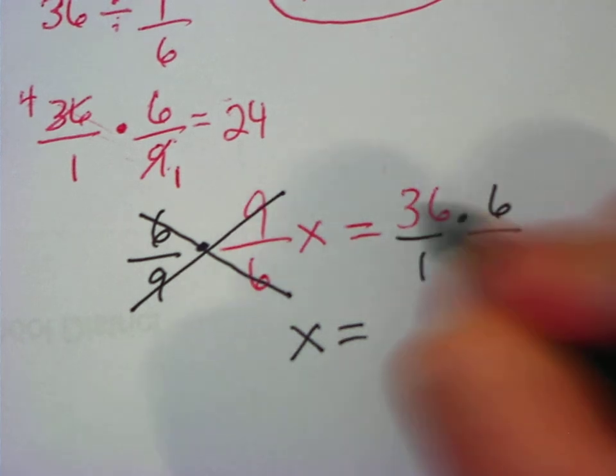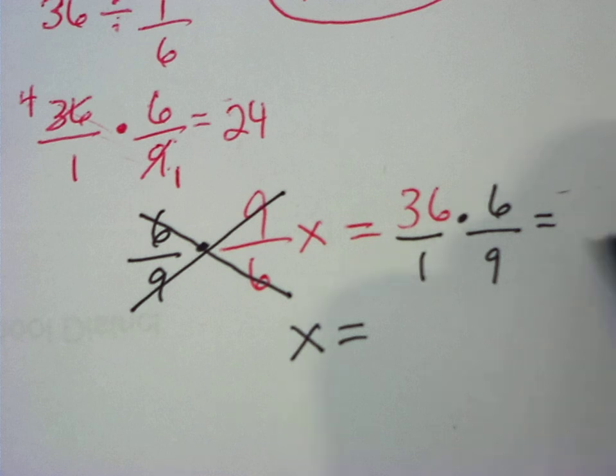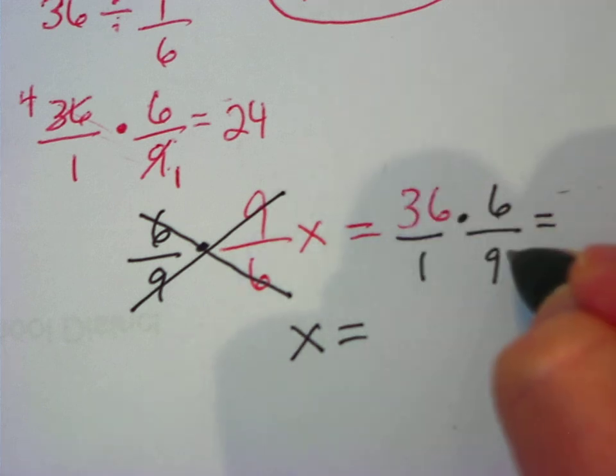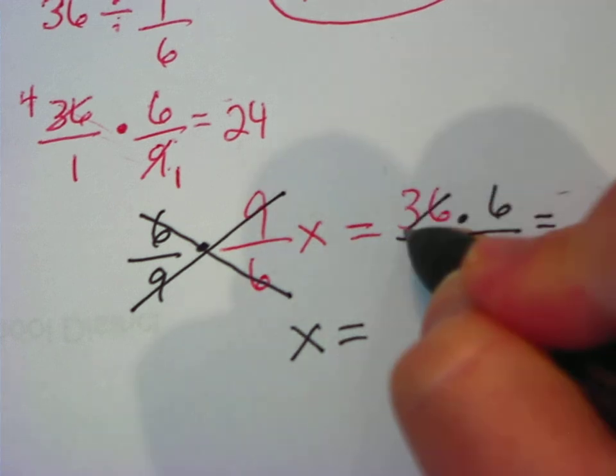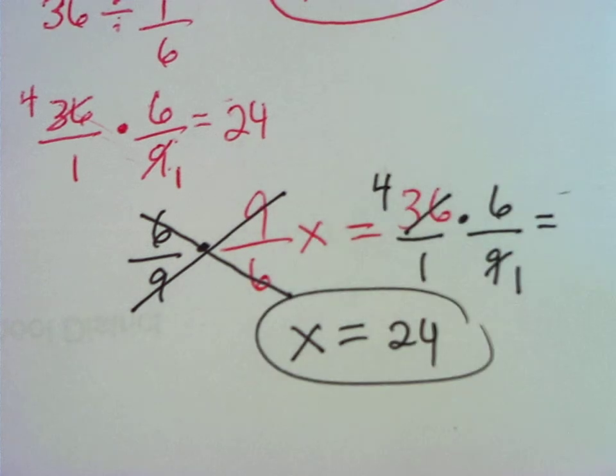And then I could do the exact same thing that I just did. I could multiply straight across and then divide that, or I could divide before. 9 goes into 9 once. 36 divided by 9 is 4. 4 times 6 would be 24. I hope that helps.